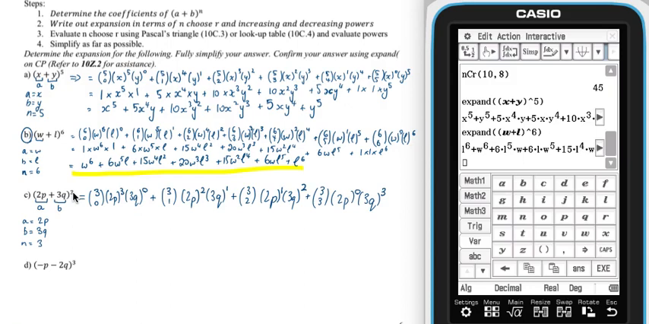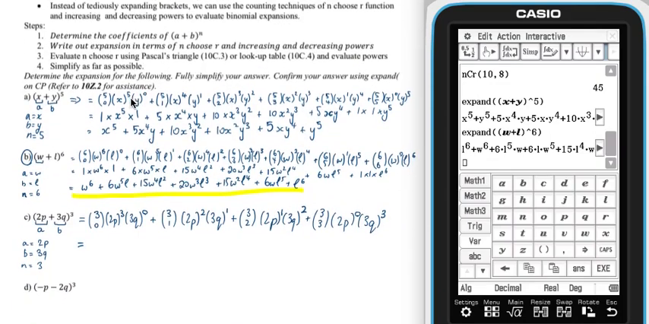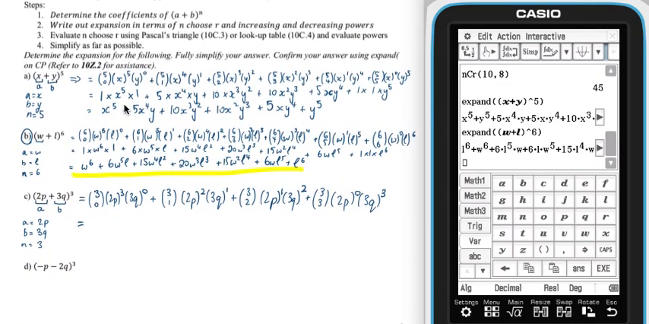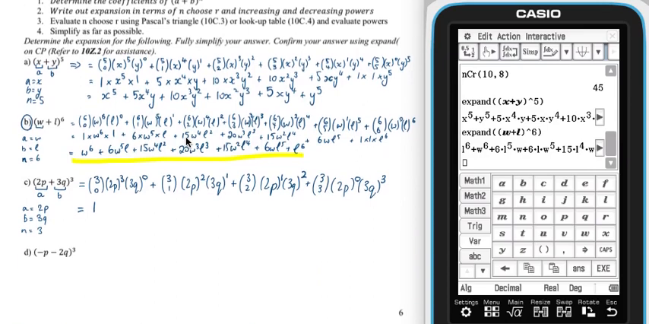Our next step is to find our choose values. So we're on the next line now. 3 choose 0. Now, how do we find that? Well, 3 choose 0, we can use our lookup table. 3 choose 0 is 1. So we put in 1, and now let's just look at the row of 3. We know it's 1, 3, 3, 1. Let's just write that in.